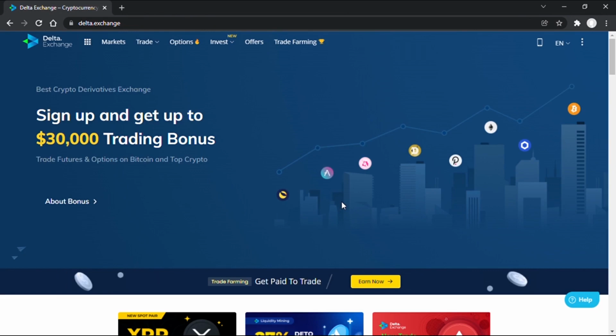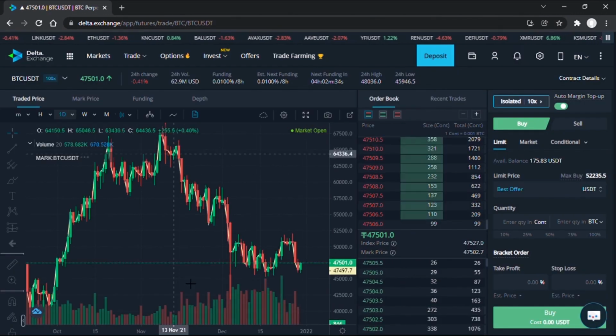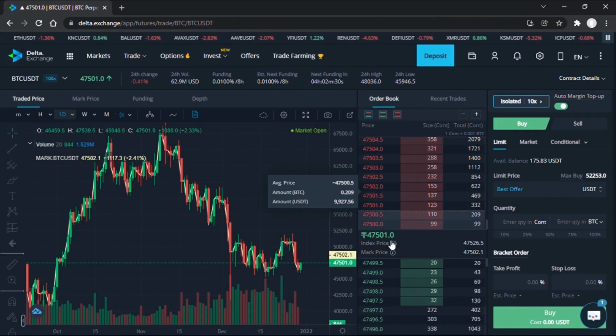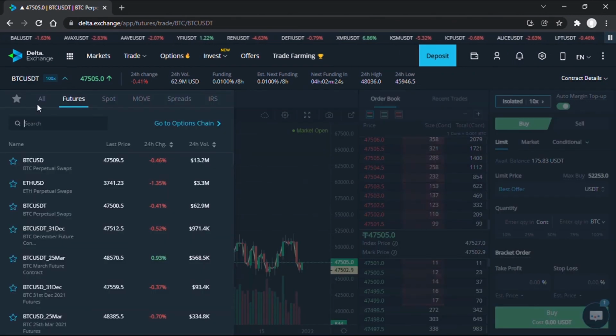That's it. If you want to trade in futures, then you have to go to Delta.exchange, then click on trade, then go to futures. The interface is like this. You will be having the chart here and order book. These are the sellers, these are the buyers, and you will have the buy sell panel. And here you can select the pair that you want to trade.